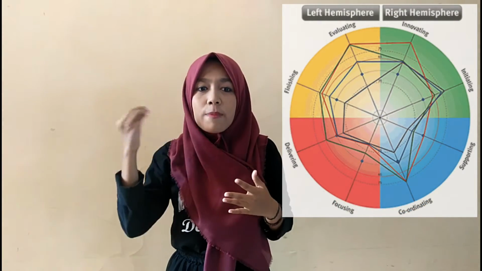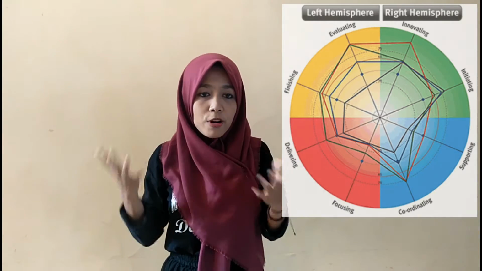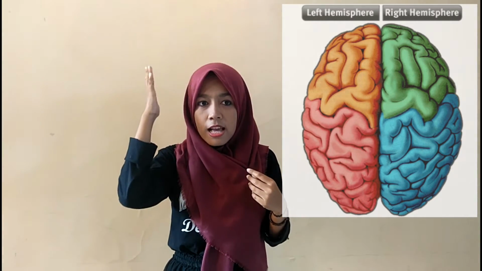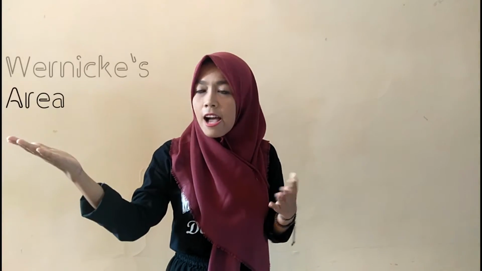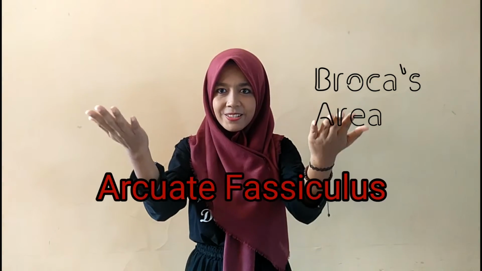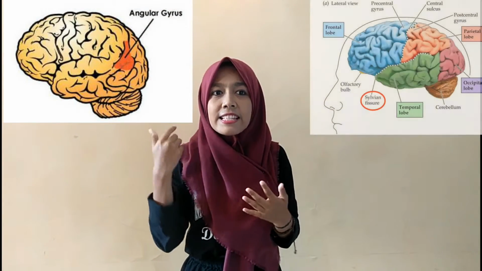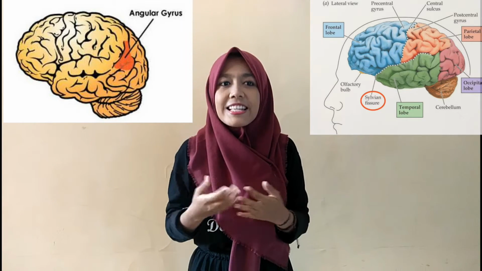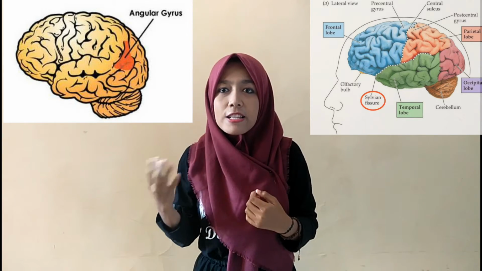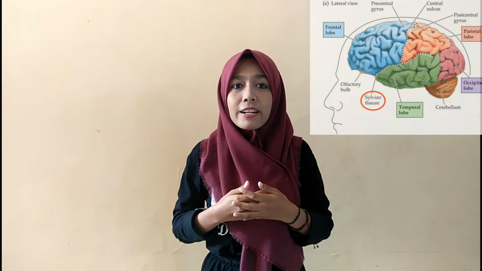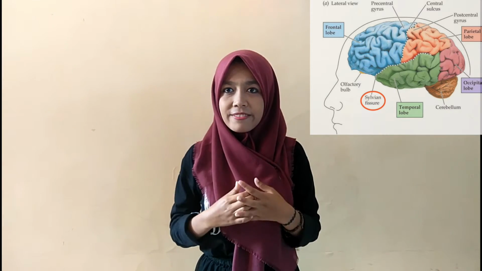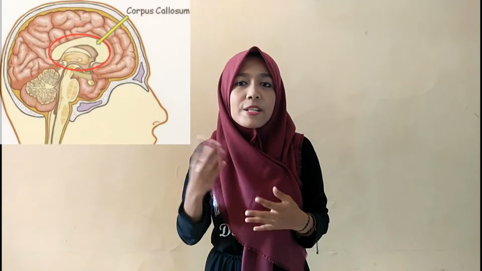The left hemisphere is dominant with regard to language and logical processing, while the right hemisphere handles spatial perception. And in the left hemisphere, there are Wernicke's area, Broca's area, and the arcuate fasciculus. And in the cerebral cortex, there are the angular gyrus and sylvian fissure. Gyrus is the bump appearance on the surface of the cortex, and fissure is an indentation to demarcate one part of the brain.